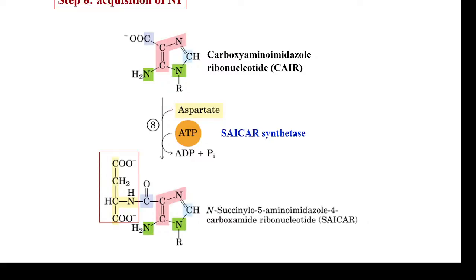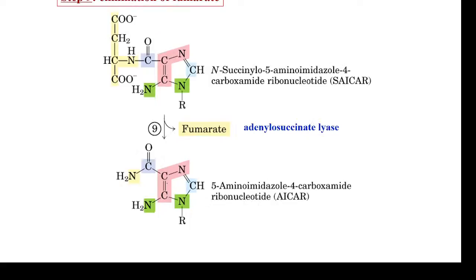So here aspartate is added to this carboxyaminoimidazole ribonucleotide to form N-succinyl-5-aminoimidazole-4-carboxamide ribonucleotide. Okay. So this reaction is catalyzed by SAICAR synthetase. So we refer to this as synthetase mainly because this reaction requires ATP.